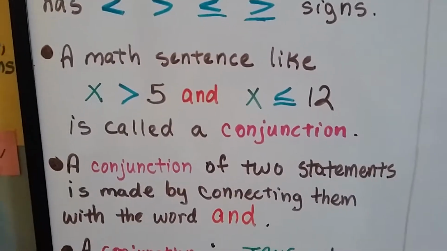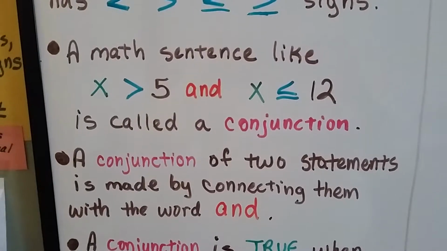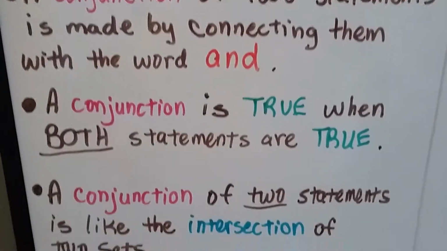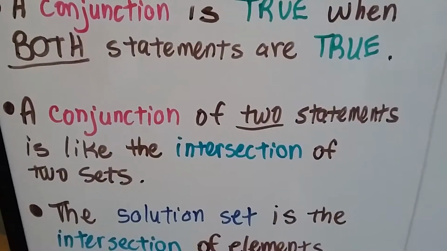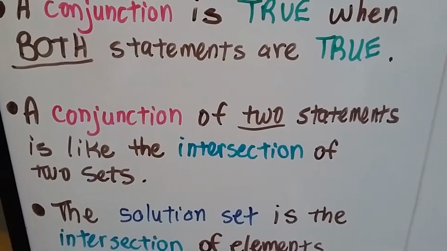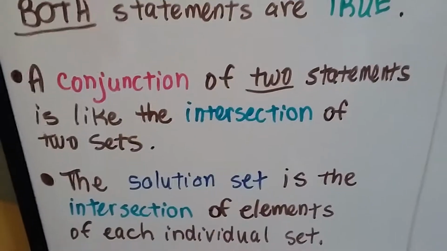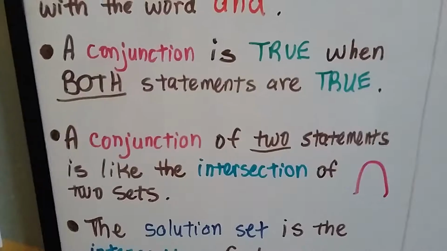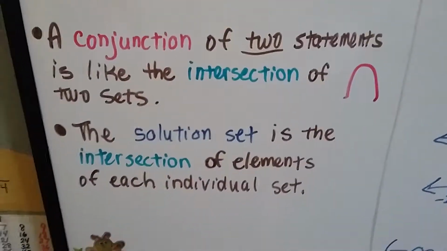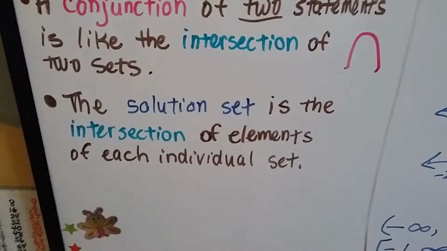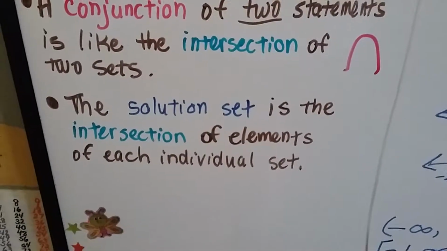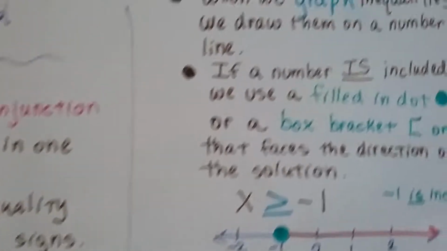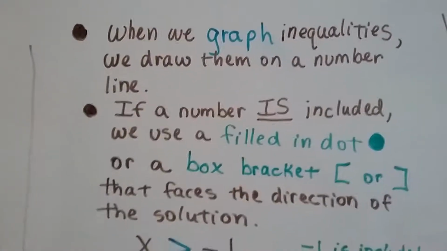A conjunction of two statements is made by connecting them with the word and. And a conjunction is true when both statements are true. A conjunction of two statements is like the intersection of two sets. Remember our intersection symbol? It was that big upside down U. Okay? So that's like a conjunction. The solution set is the intersection of elements of each individual set, and we can write them in set builder notation. When we graph inequalities, we draw them on a number line.